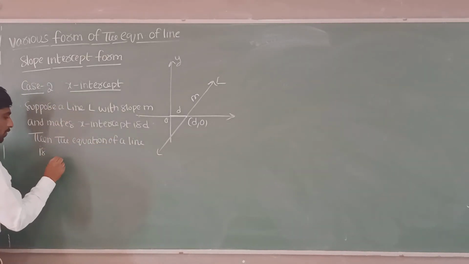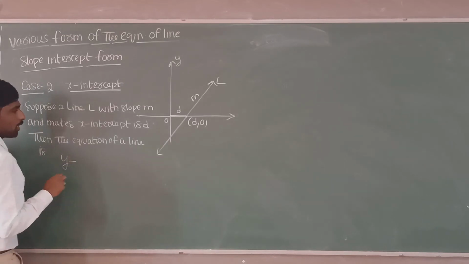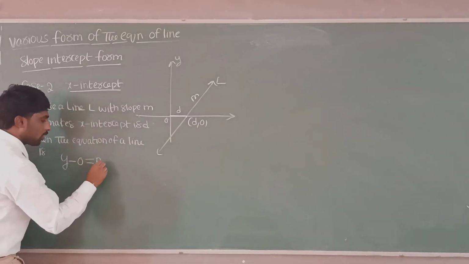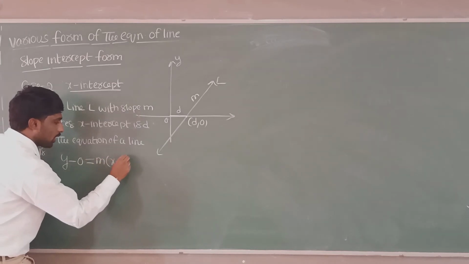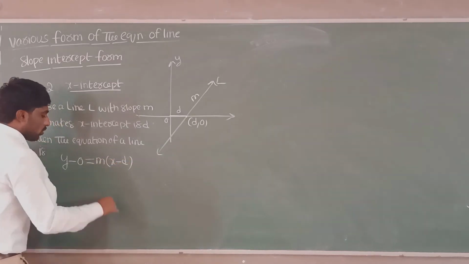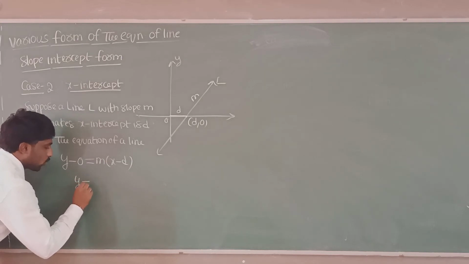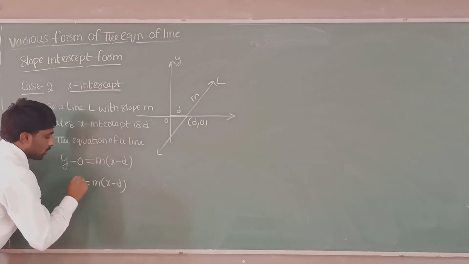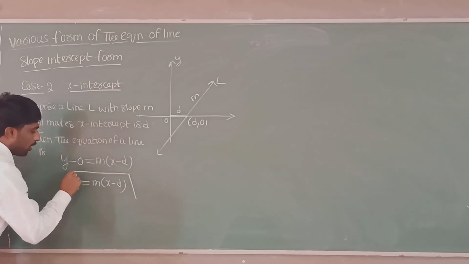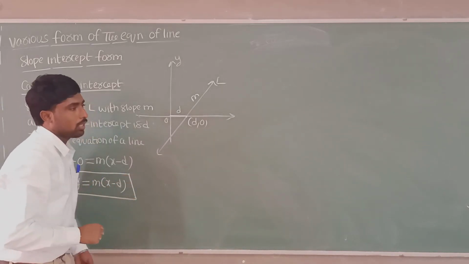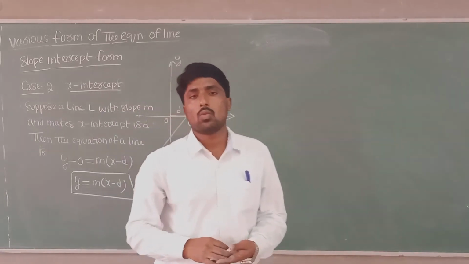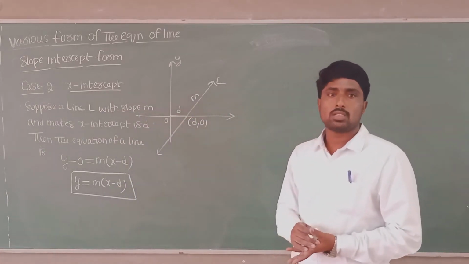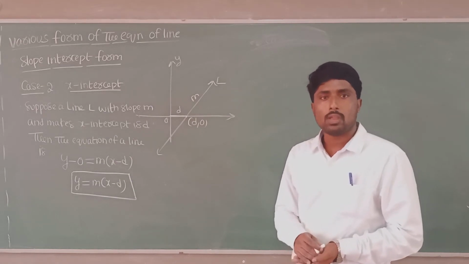What is the formula? y minus y naught, where y naught is 0, equal to m into x minus x naught. X naught is d here. So if I simplify, I get y equal to m into (x minus d). This is the x-intercept form of a straight line. So y equal to mx plus c is the y-intercept form, and y equal to m into (x minus d) is the x-intercept form of a straight line.